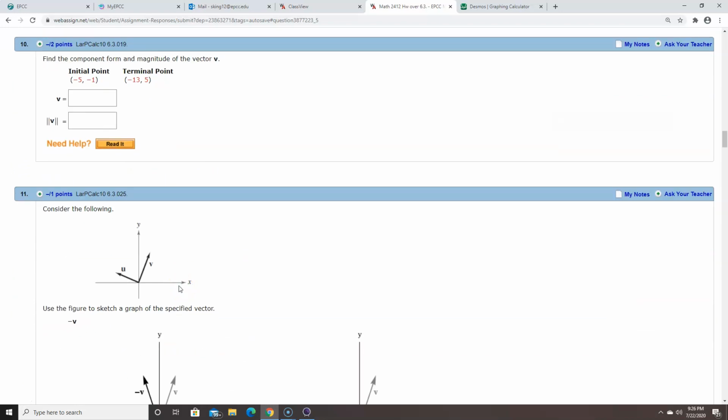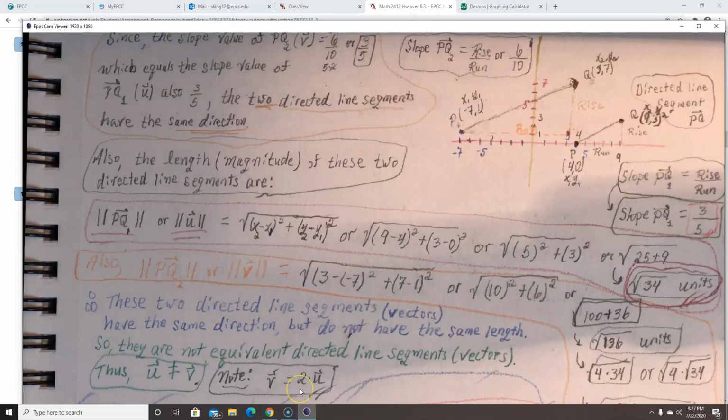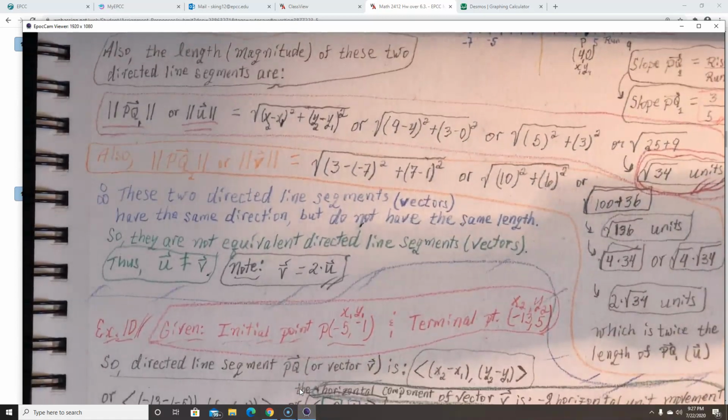Number 10. They give us an initial point. We'll call it P again. The terminal point, we'll call it Q again. And then we're going to draw the vector V, or the directed line segment PQ, and then we'll answer the question, one of which is to find the magnitude, which we've already been practicing. So here we go. Let's go to my notebook here, and number 10.